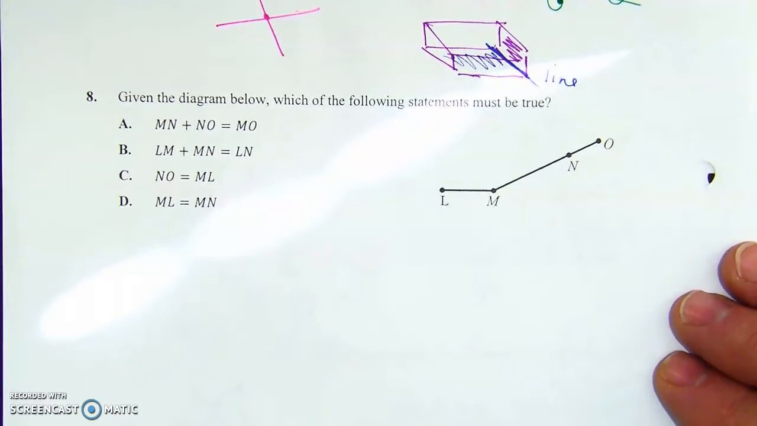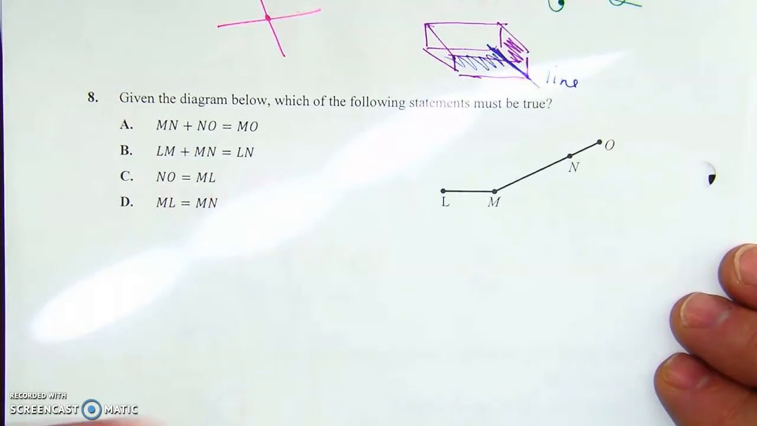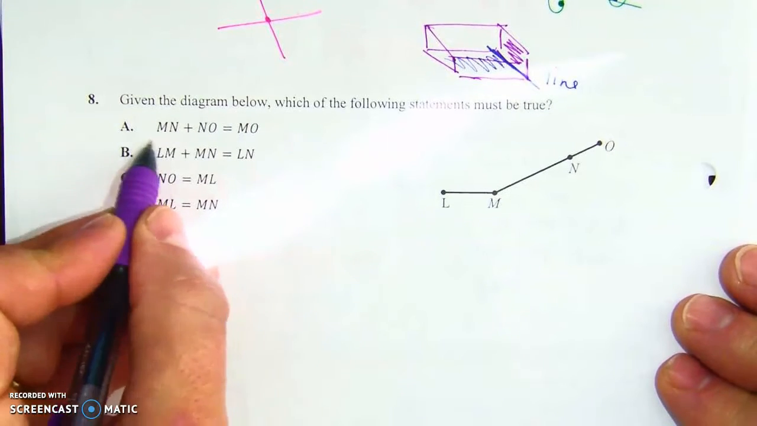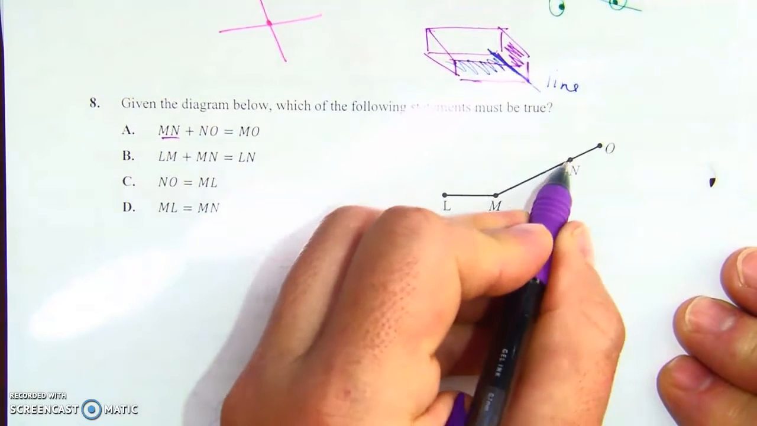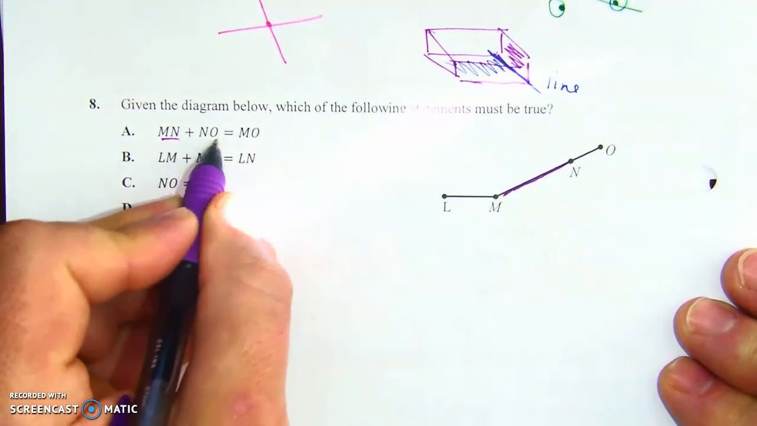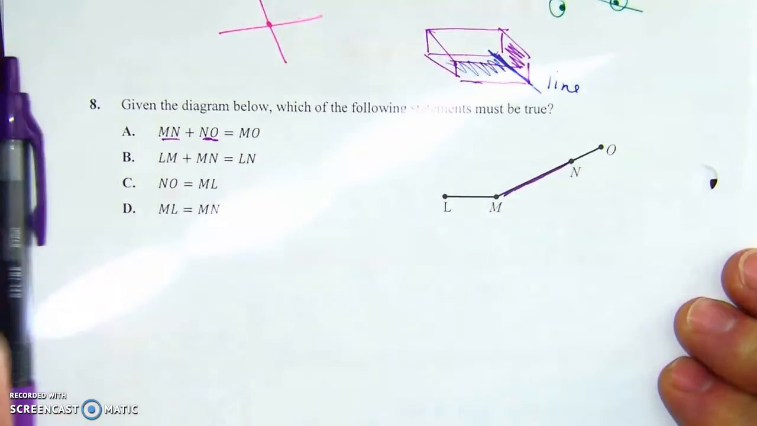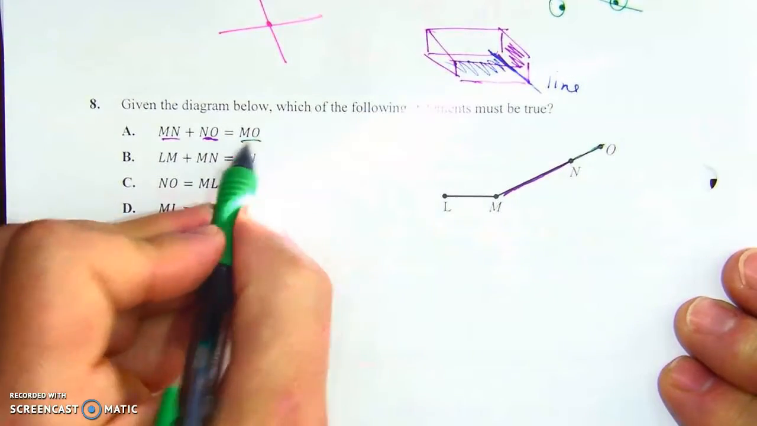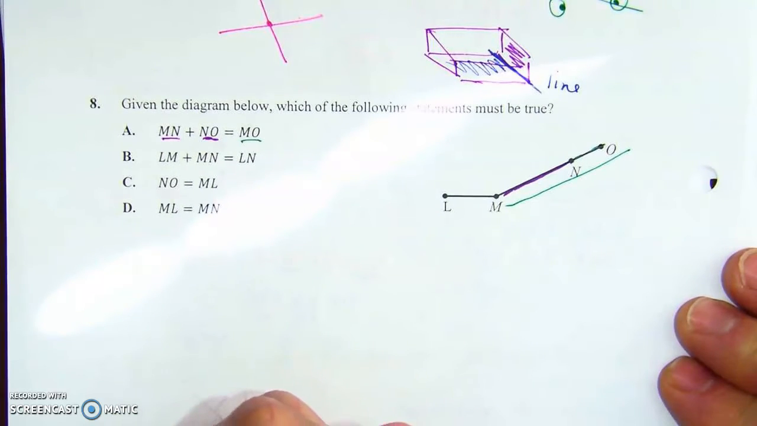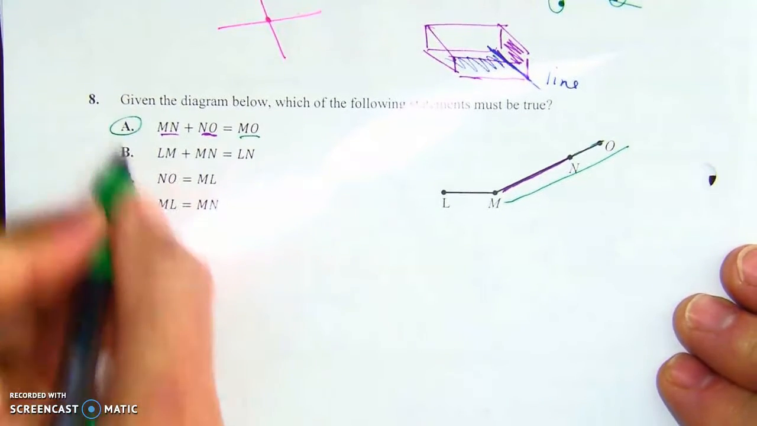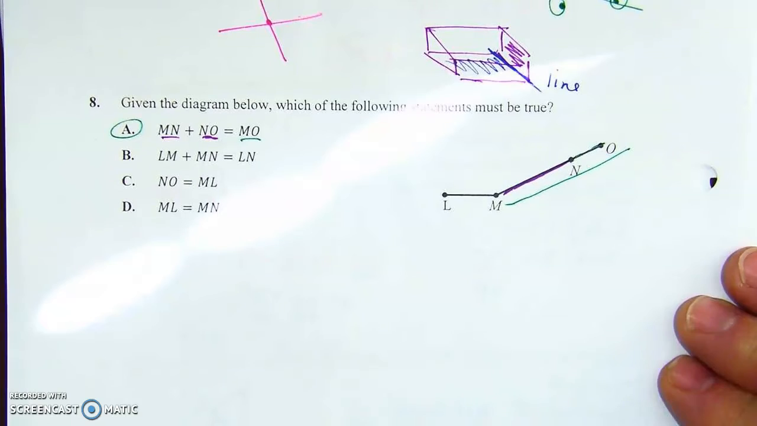Okay, given the diagram below, which of the following must be true? So we're looking at this thing here. We're going through each scenario again. That's what we have to do. We're going to go MN, which is right here, and we add it to NO, which is right here, and this equals MO. Yes, this is our answer, because, well, let's just double check to make sure on the other ones.